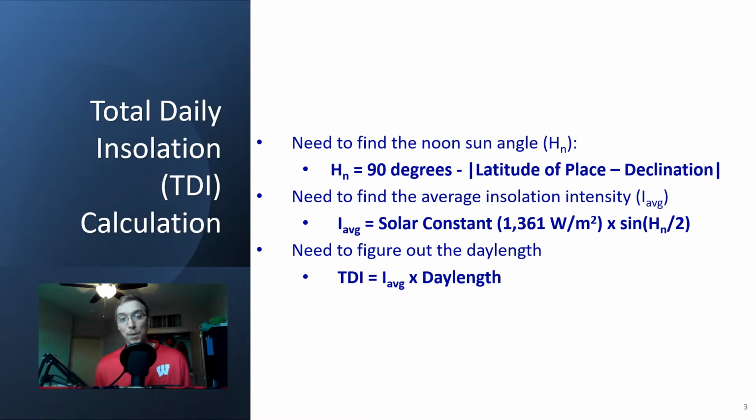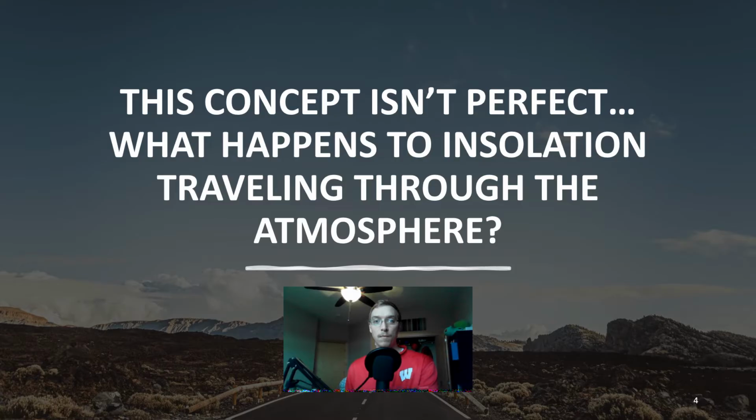So to get the total daily insolation, the value we really care about here, TDI is equal to the average insolation times the day length. That'll give you your total daily insolation for that day. But as we talked about, and I alluded to earlier, this concept isn't perfect.